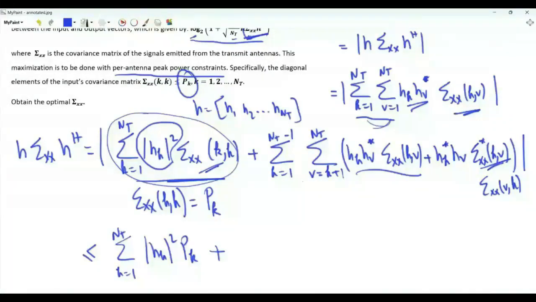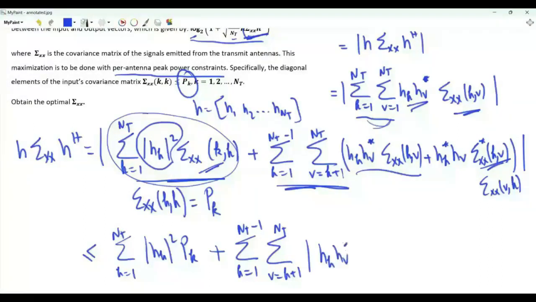Applying the triangle inequality again to the double sum, the magnitude of this double sum is upper bounded by summation K from 1 to NT minus 1, summation V from K plus 1 to NT, the magnitude of HK HV conjugate, sigma XX of K and V, plus HK conjugate HV, sigma XX of K and V conjugate.